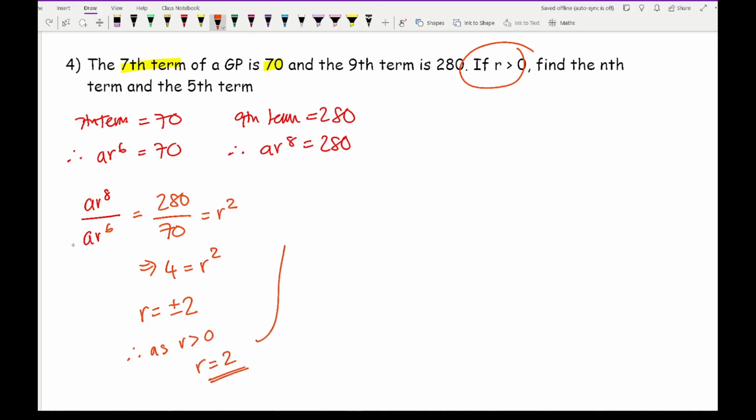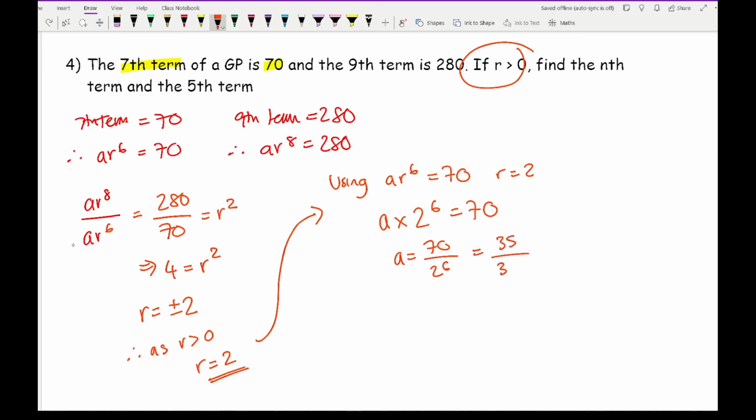So again, now that I've got r, all I've got to do is use ar^6 equals 70, and r equals 2. I've got a times 2 to the power of 6 equals 70. So a equals 70 over 2 to the power of 6. So 70 divided by 2 to the power of 6 gives me 35 over 32. Now sometimes this can happen, so I'm going to leave it as a fraction. So my nth term is going to equal 35 over 32 times 2 to the power of n minus 1.